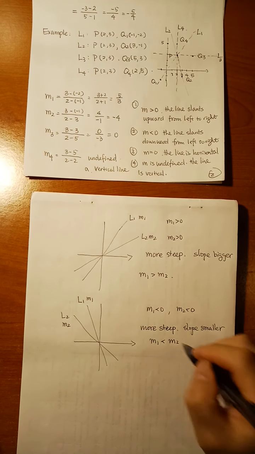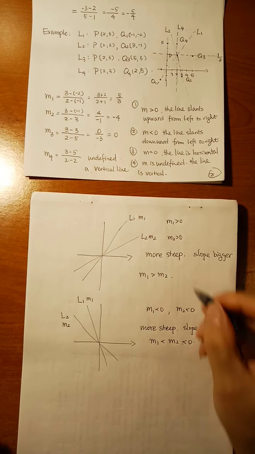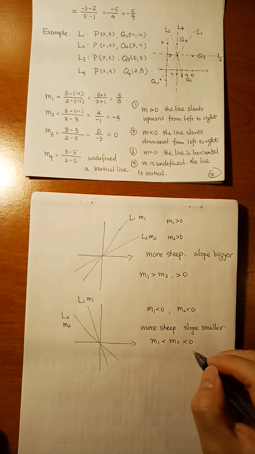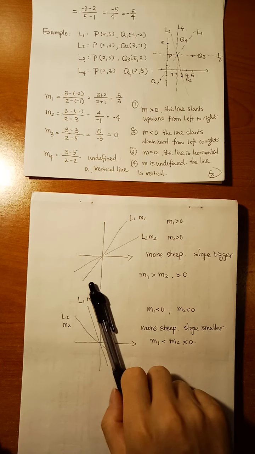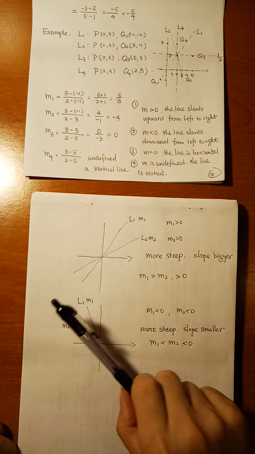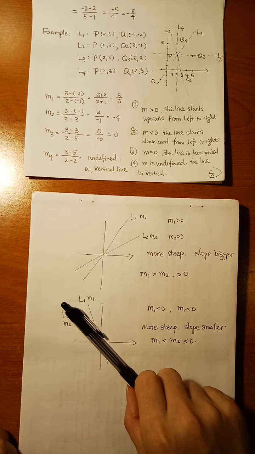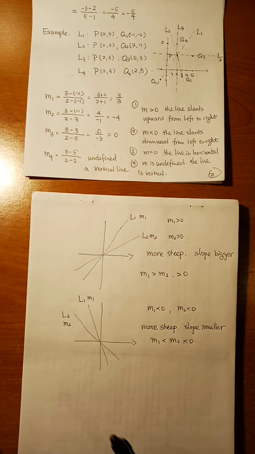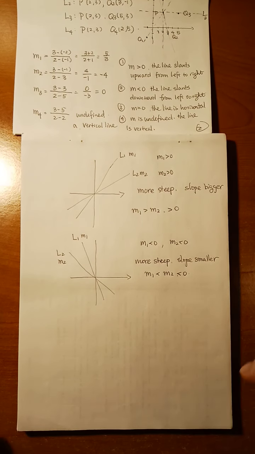Okay, so this is a comparison of negative numbers. This one has a bigger number value, but it's smaller, and this one has a smaller number value, but it's bigger. It's in the negative world. Remember that negative 2 is less than negative 1. Okay, so that's what it means. So be careful when computing and graphing lines to describe it.